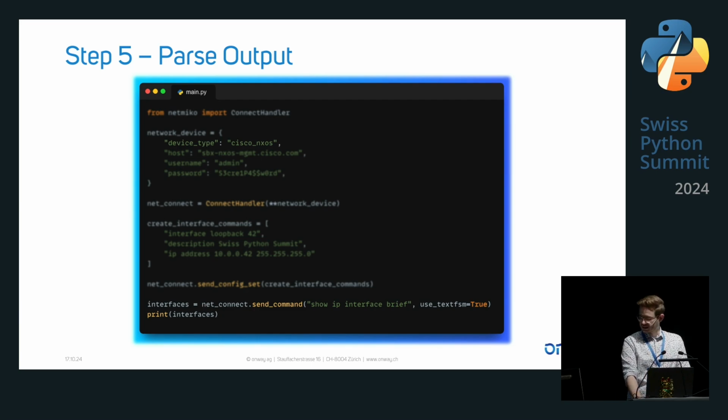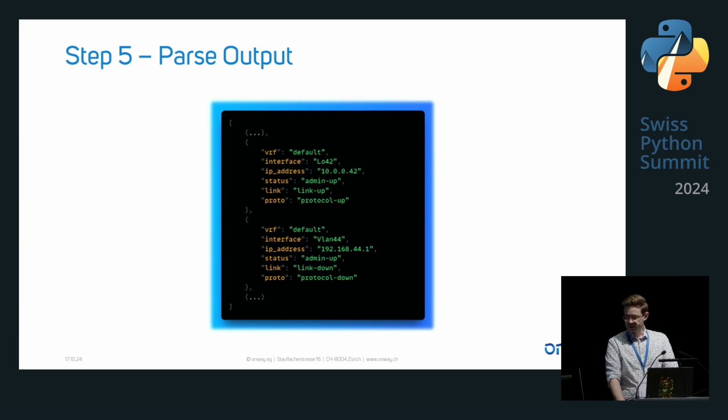And if you execute the same script again, you should receive some output like this. So I just omitted some part of it to make it more visible. So right now you can see that we have a list with all different interfaces, and you see each interface is a dictionary with some key and values. And it's much easier to use that inside of a Python script right now.